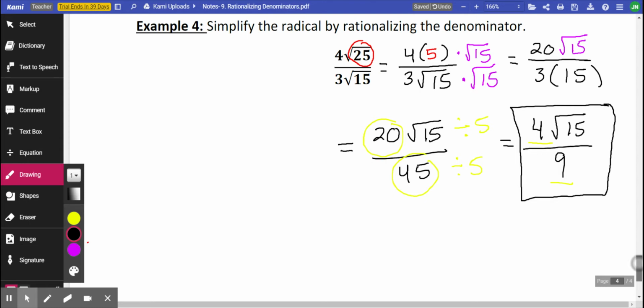Okay, so that was a little quick tutorial on how to rationalize denominators when we're dealing with fractions.